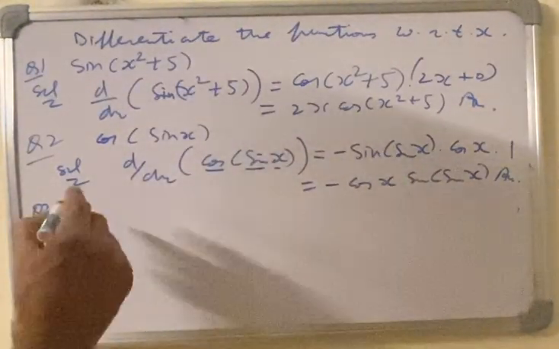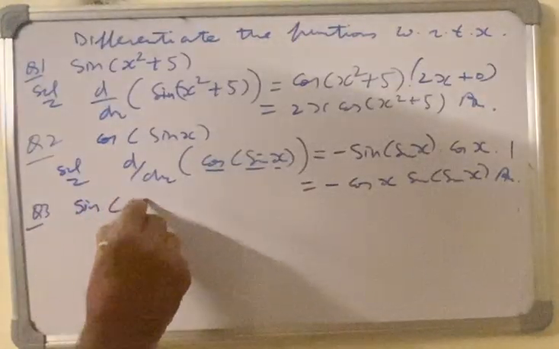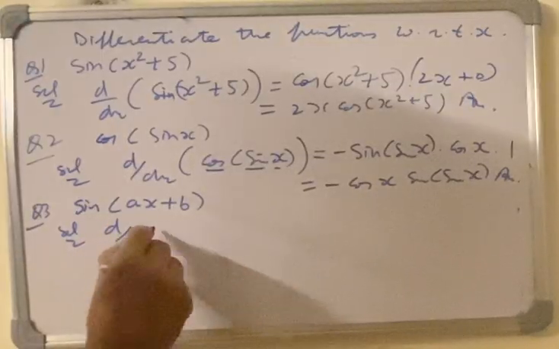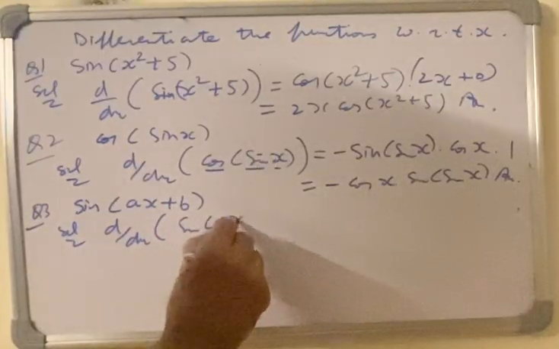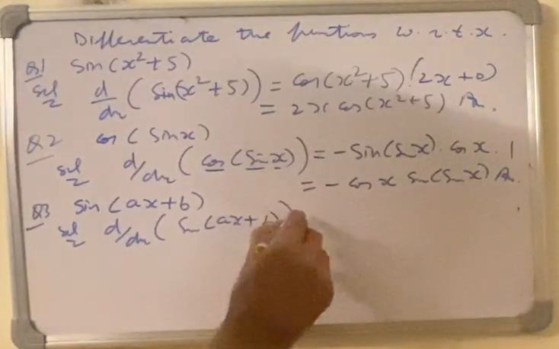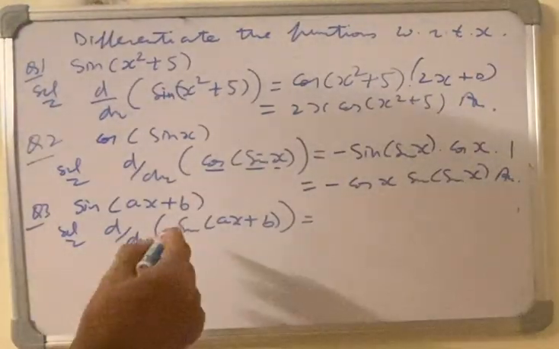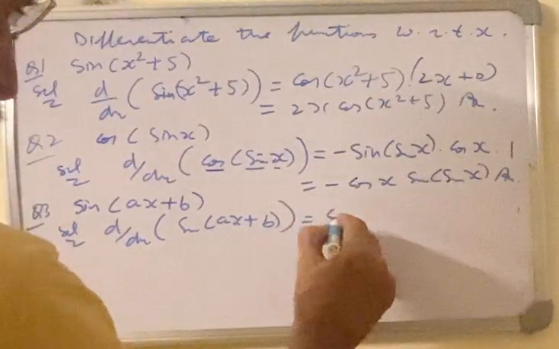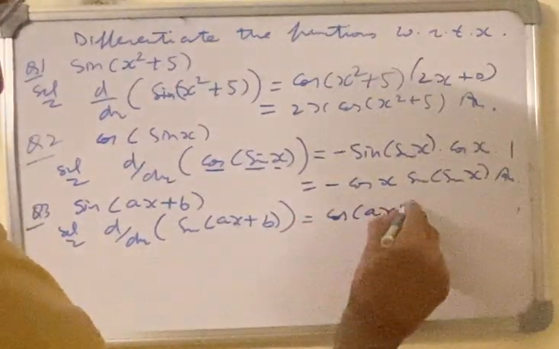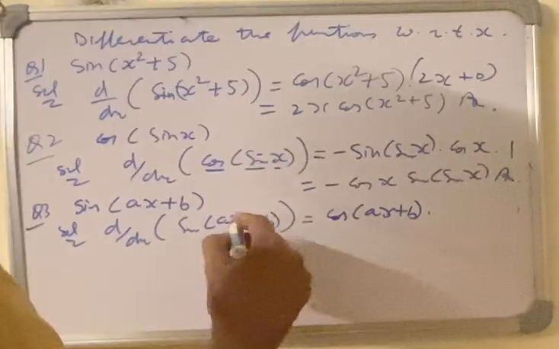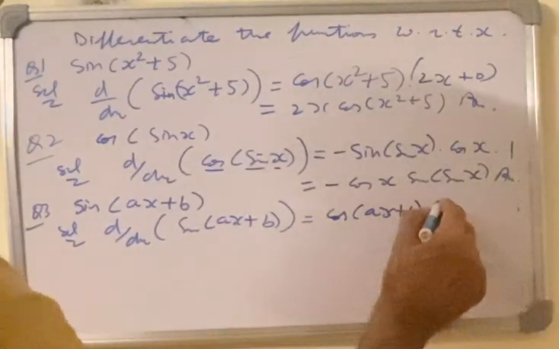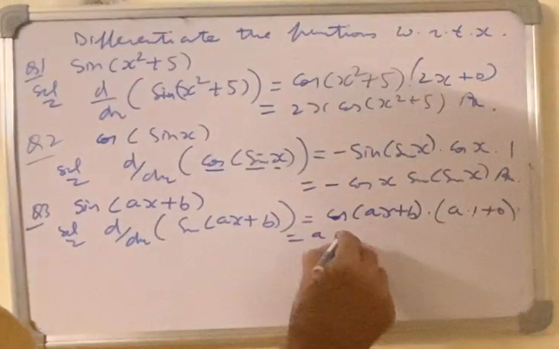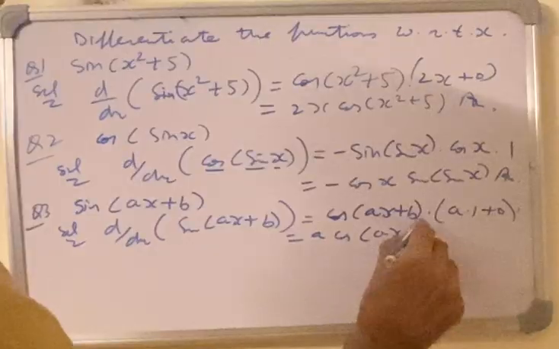Sin of ax plus b. Solution: d by dx of sin of ax plus b. There are two functions. First is sin and another is ax plus b. Derivative of sin is cos of ax plus b, and that of ax plus b is a into 1, b is 0. So this is a cos of ax plus b.